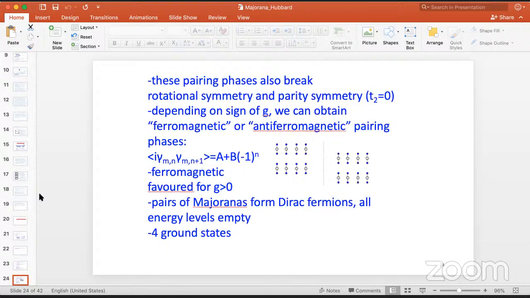So these pairing phases also break rotational symmetry. And in fact, we're predicting that we get Majoranas pairing up to form Dirac fermions. If G is positive, then in the mean field theory these states are empty. But now we actually get 4 states because we can pair up Majoranas this way, or we can rotate it and pair them up horizontally instead of vertically. So we get 4 different states in the mean field theory.